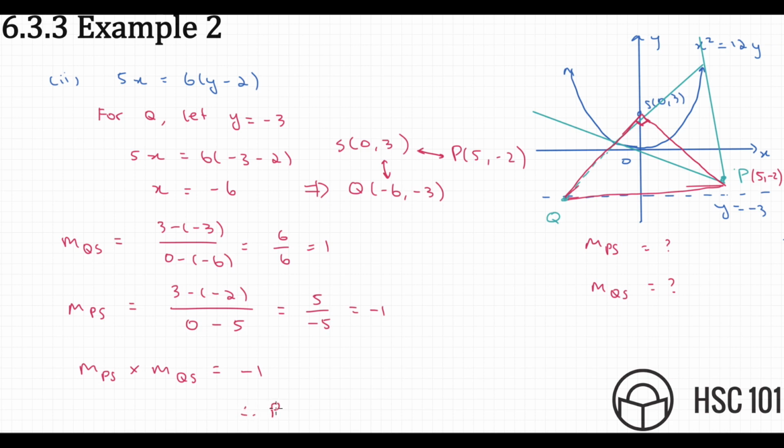What that shows is that PS is therefore perpendicular to QS, or in other words, PQ subtends a right angle at the focus, because angle PSQ is equal to 90 degrees. So that's what we have for part 2.